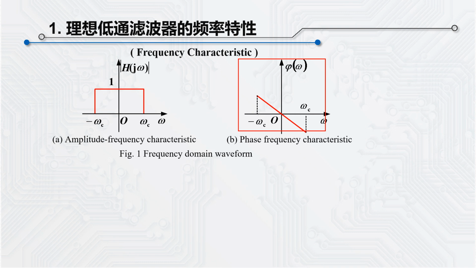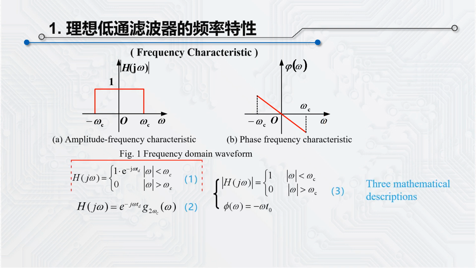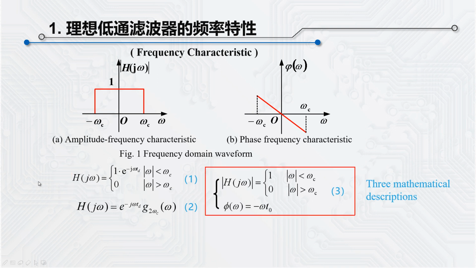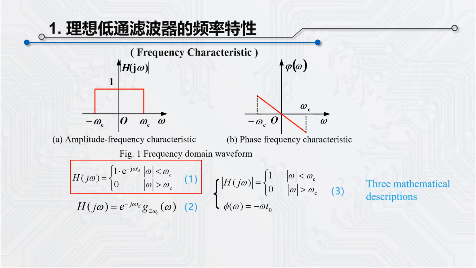The mathematical model of an ideal low-pass filter has three forms, including Formula 1, Formula 2, and Formula 3. Generally, when solving the impulse response h(t) of an ideal low-pass filter, we can use Formula 1.